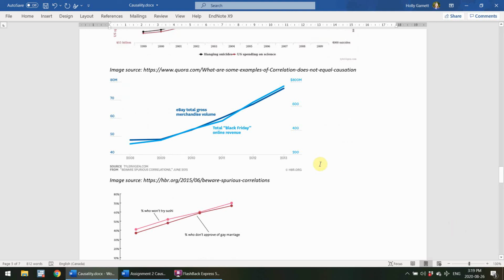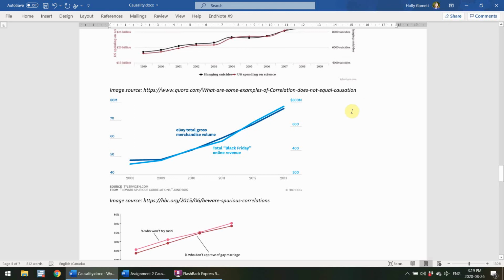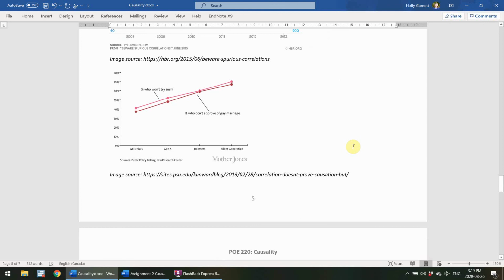So again, we're going to talk in a second about why this happens, what is this called, when one other thing is influencing both of those things. But it's really good to think, okay, what other thing could be influencing both of these factors? All right, the last one is just a bad graph to begin with, because, like, what is this axis? The independent variable is what generation? I don't know. Anyway, so sushi and gay marriage.